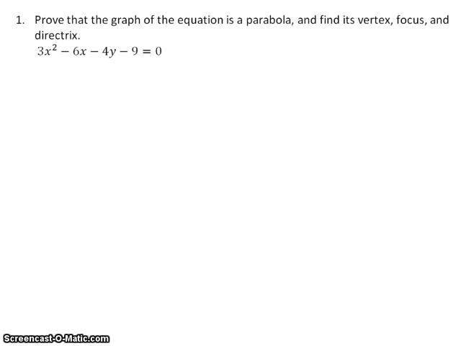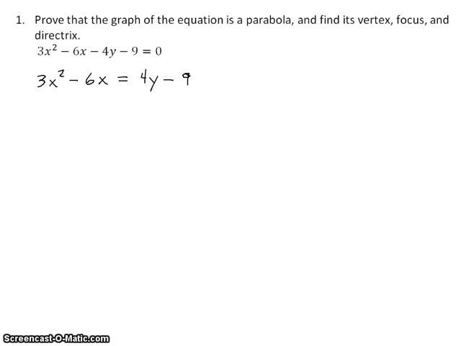We're going to go ahead and get started with number 1, where it says prove that the graph of the equation is a parabola and find its vertex, focus, and directrix. In order to do that, we need to complete the square with this equation so that we can identify the vertex and the p-value so that we can find the focus and directrix. Let's go ahead and get started.